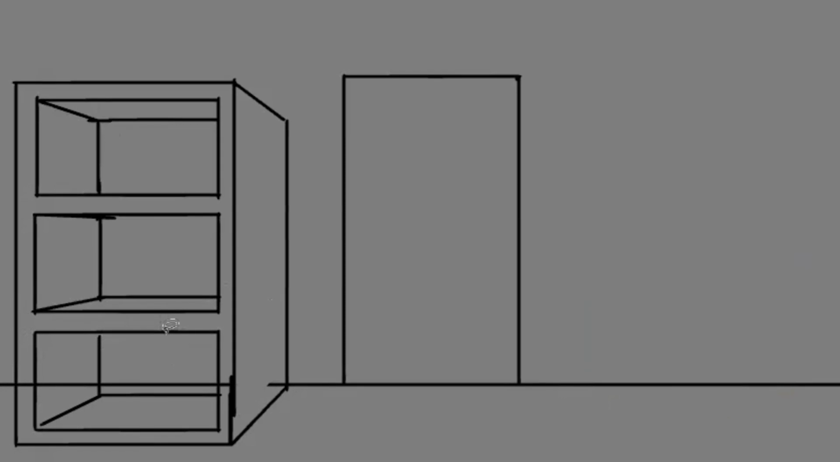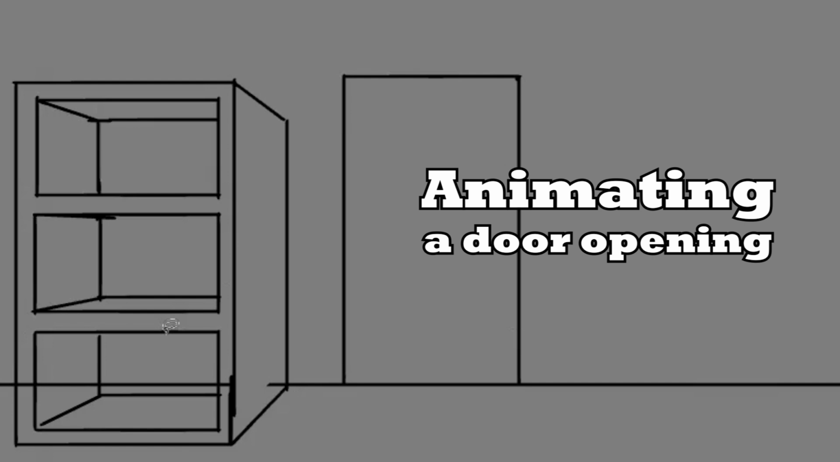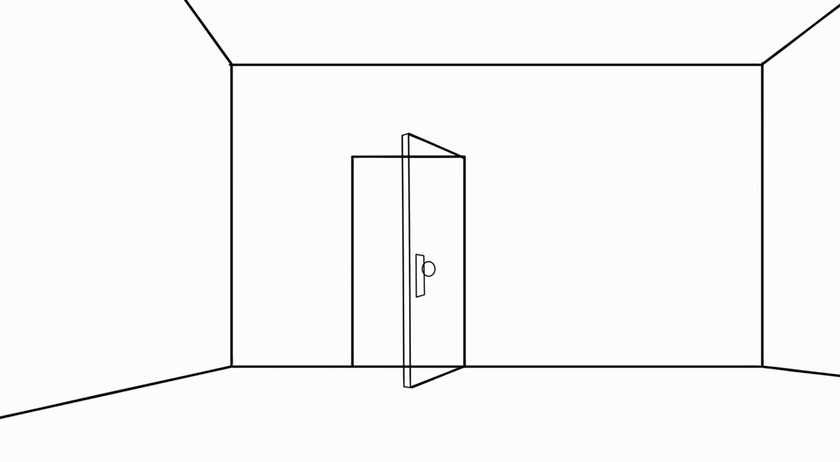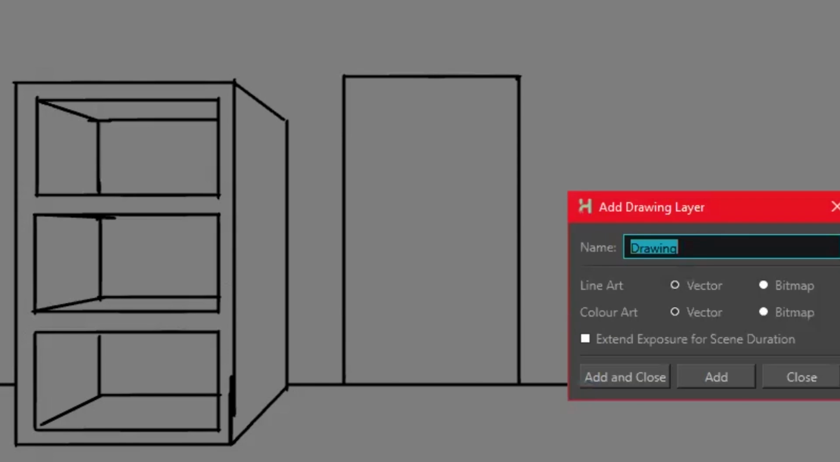What I want to show you now is how to make a door. If you draw a door opening, you've got to deal with perspective, right? Okay, so that's my background layer, and I'm going to add another layer on top, and I'm going to call that "new door," because I already have a door here. And what I'm going to do is make a door.